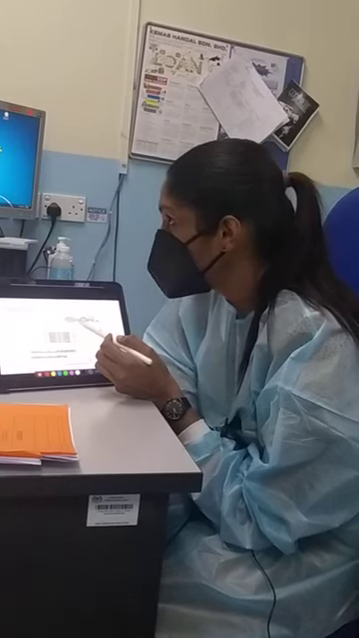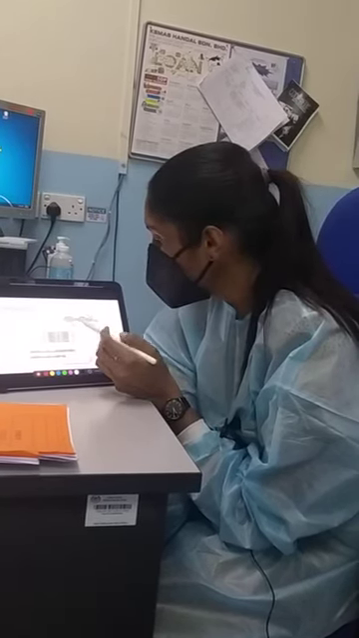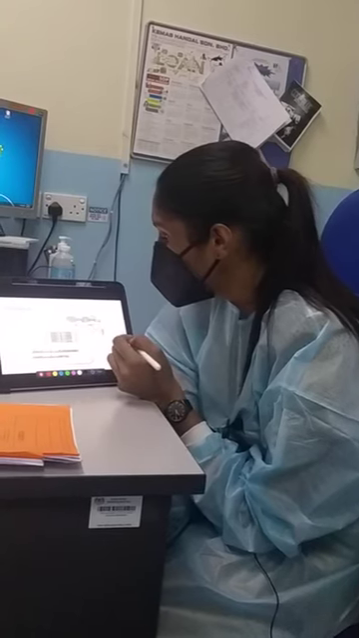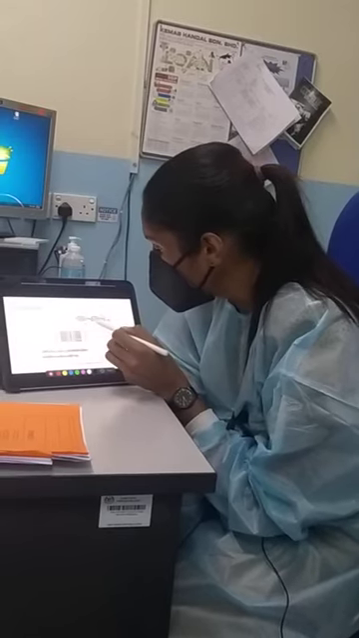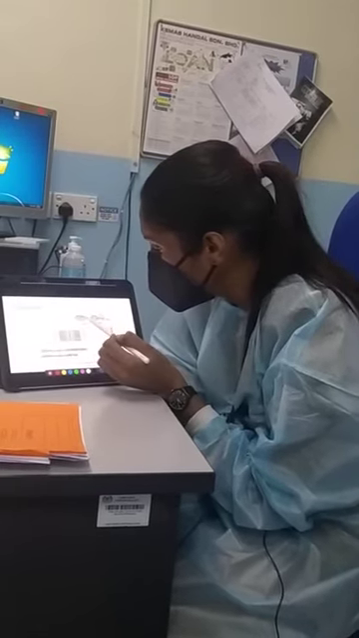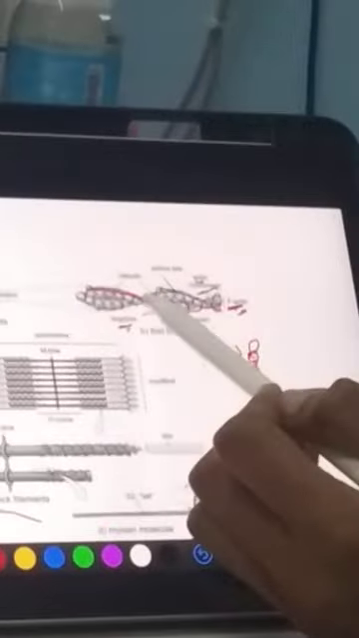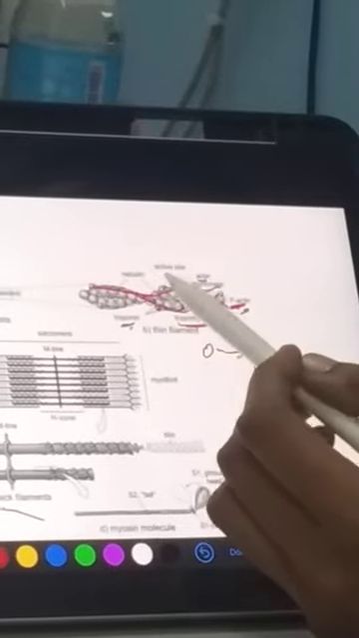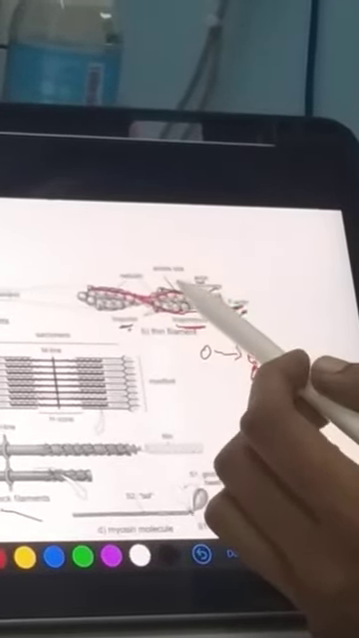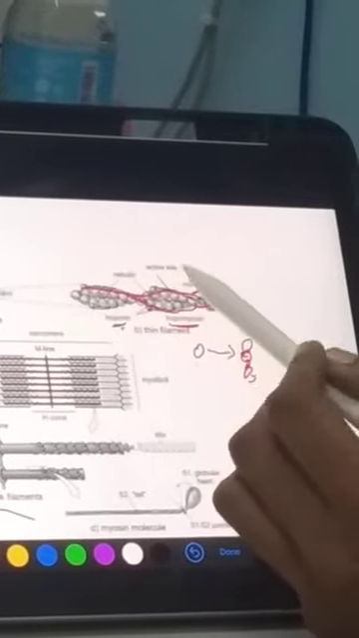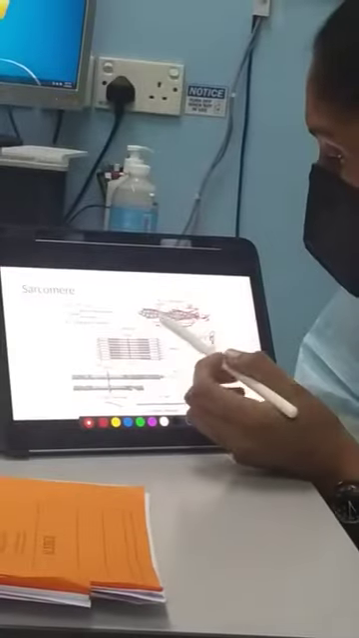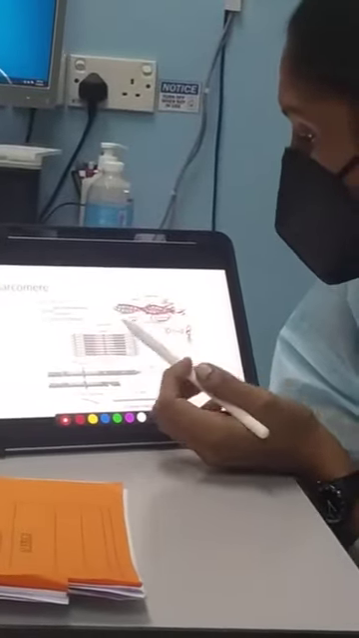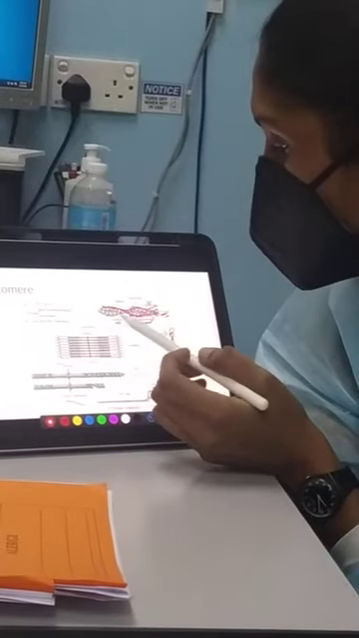Then there is troponin and tropomyosin. If you see, tropomyosin is like a strand-like thing. This is tropomyosin. It also prevents the active site of the actin from binding with myosin. And nebulin is like a stabilizing filament protein.